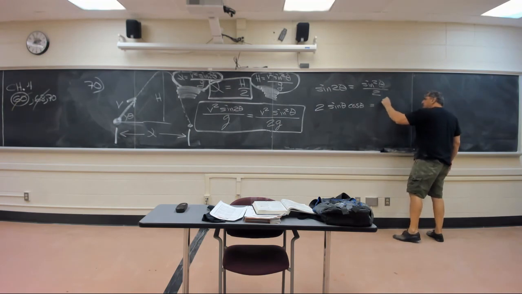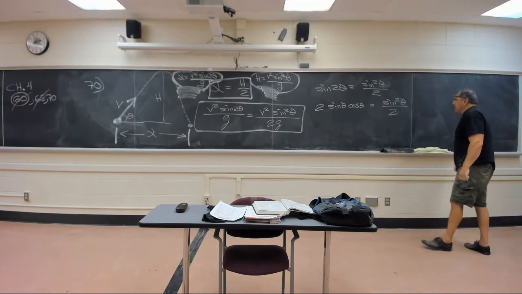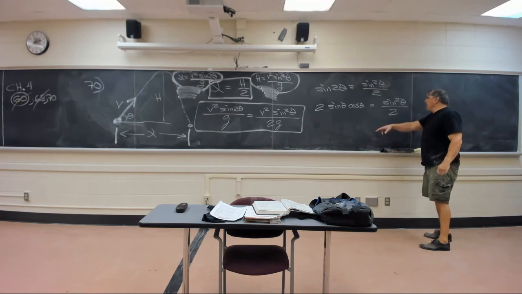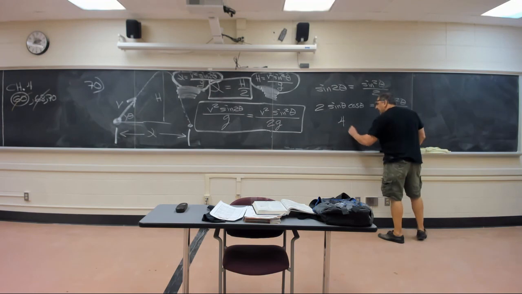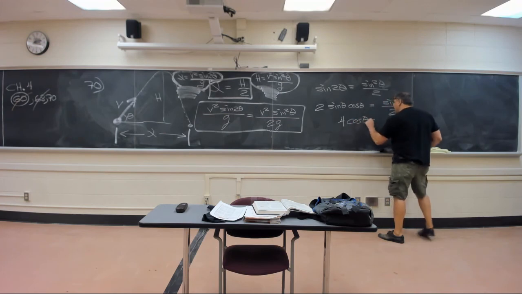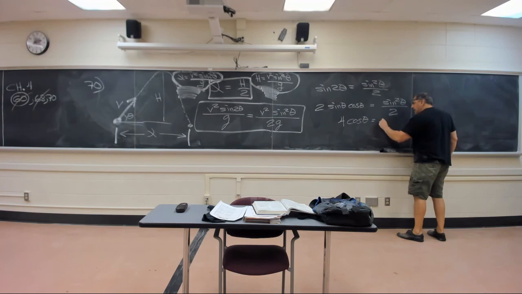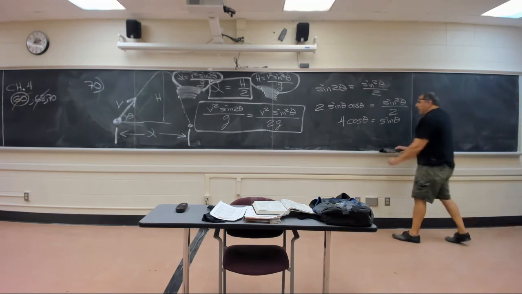This guy is sine squared over 2. Multiply by 2 on each side and divide by the sine of theta. Multiply by 2 on each side, that's 4. And divide by the sine of theta. So you got this, divide by the sine theta. Now divide by cosine theta on each side.